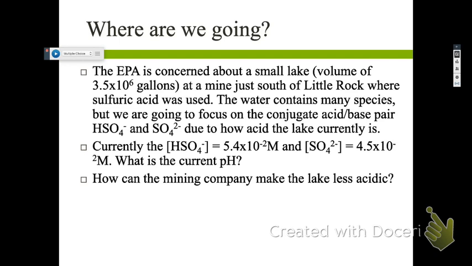Talk to your neighbor for a second. How would we take this lake and make it less acidic? What are some ideas that you guys have? All right, what are some ideas? Can I hear some volunteer ideas? How do we make this lake less acidic? What are some things you might be able to do?